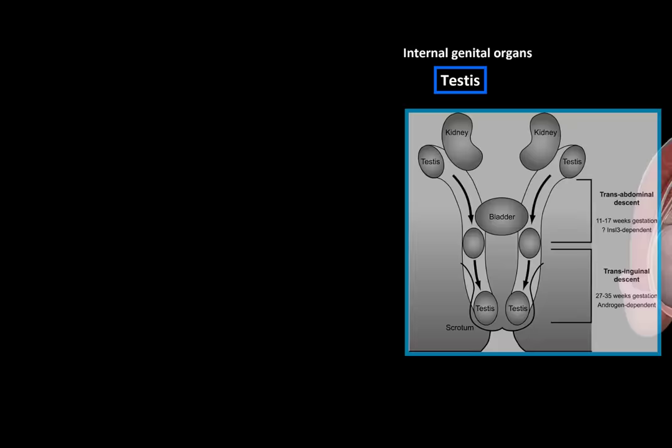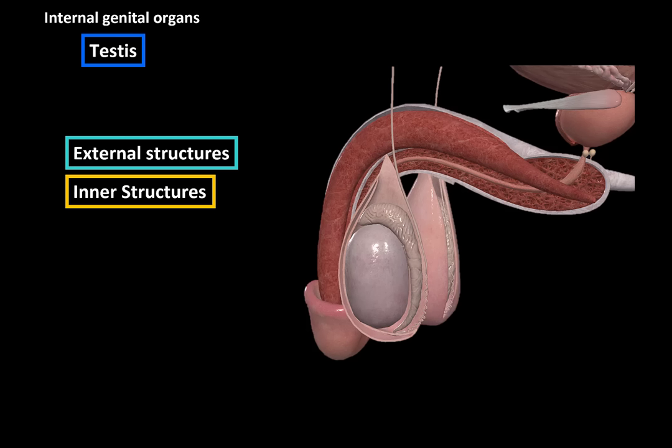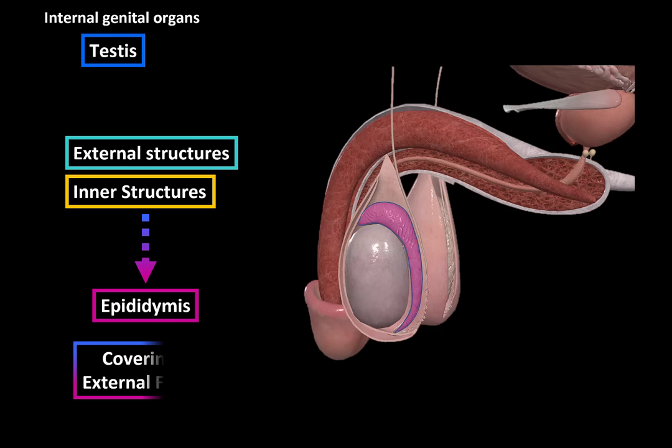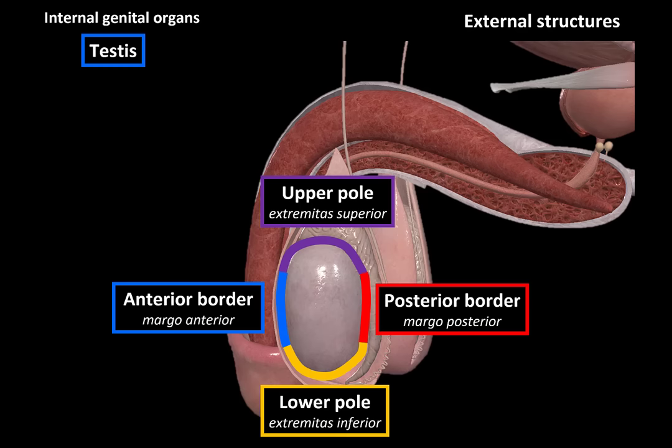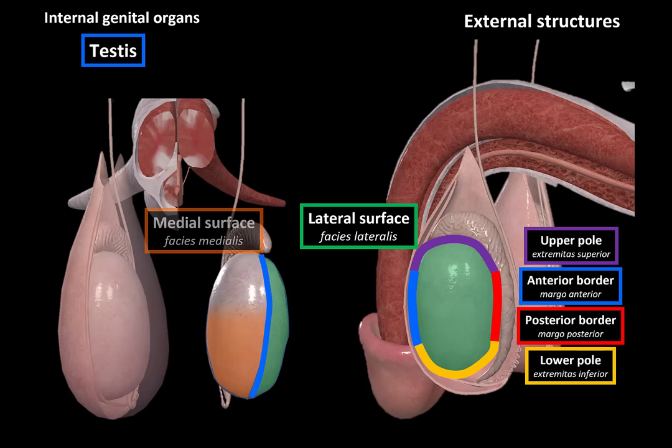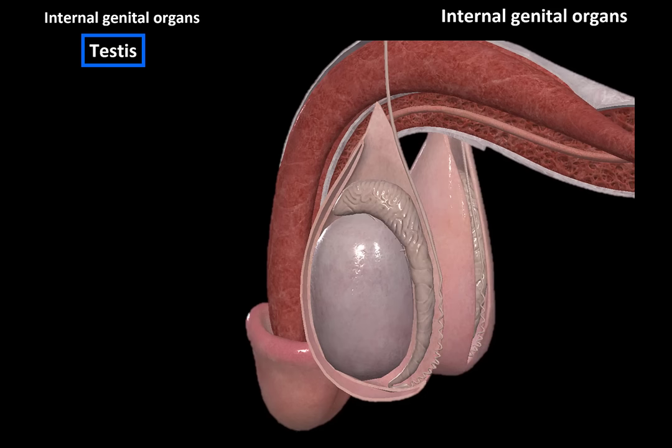Okay, so we're first going to cover the testes' external structures, then we will open it up and cover the internal structures. After that, we're going to talk a little bit about the epididymis and finally go through the coverings and the external fixation. Awesome. Let's do the external structures first. Externally, the testes have an upper pole and a lower pole. It has an anterior border and a posterior border. And if you look at the testes from an anterior perspective, you will also see that it has a lateral surface and a medial surface. So the external features of the testes are very simple. Let's now go ahead and look at the internal structures of it.